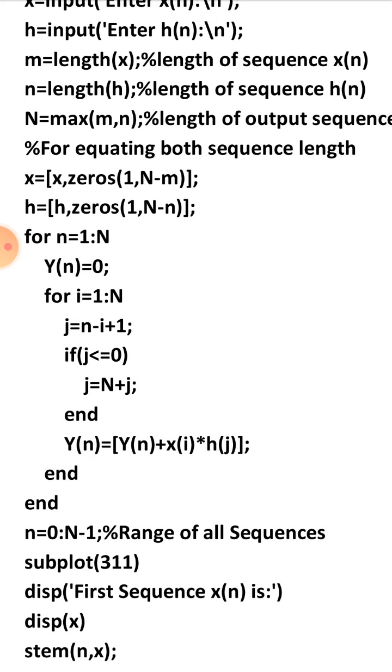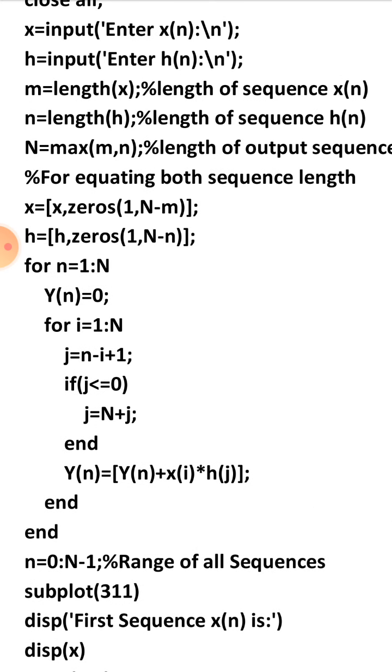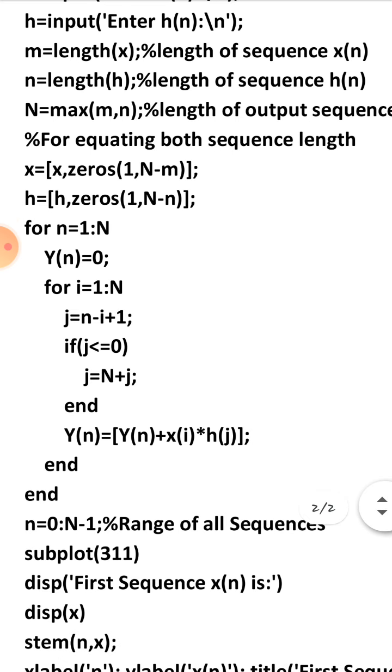So first x is equal to x comma zeros of 1 comma n minus m. We are taking the x sequence and then adding zeros, which is 1 comma n minus m. N is the difference between the two sequences. So if you have one sequence length as 10 and another sequence length as 5, then we will have 5 zeros to be added to the second sequence. So the second sequence will be equal to the same length, that is 10. That is how we add the zeros.